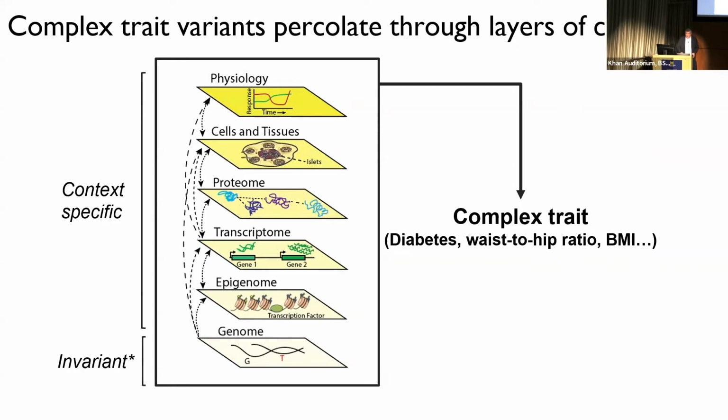All the other ome layers are very context specific. So is it in your muscle? Is it in your adipose? Is it in your eyelid? Is it in your liver, in your brain? Did you just eat a Big Mac or a banana? Those are the types of contexts that we're talking about.